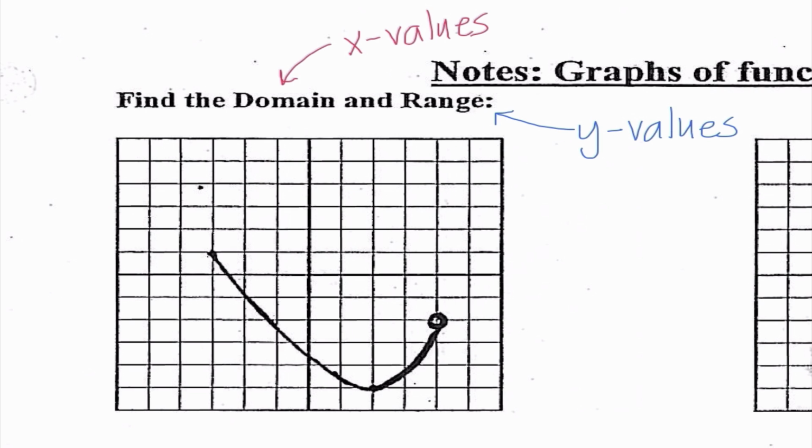Some important things to remember: when we're looking at the domain, the x values, we're looking from the very left to the very right. So we're going to move from left to right. This means that our smallest value will come first. When we're talking about y values, the smallest value will also go first. So this time we're going from down to up.